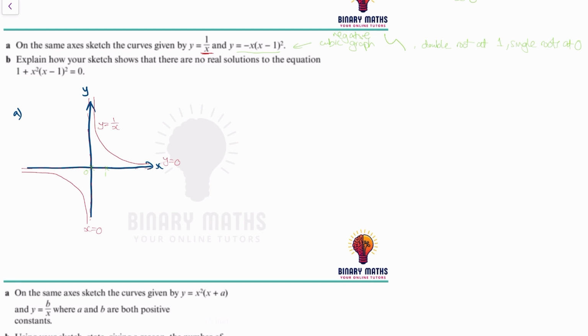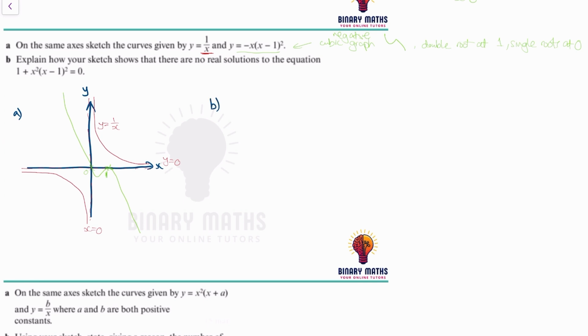It starts off at quadrant 3, then goes to quadrant 2 and ends up at 4. So it's going to look something like this. 0 is a single root, so it's going to cross over to the other side. At 1, it's going to hit it, and then because it's a double root, it's going to bounce off it and go back. Let's just relabel this one as 1. Okay, that's A done.